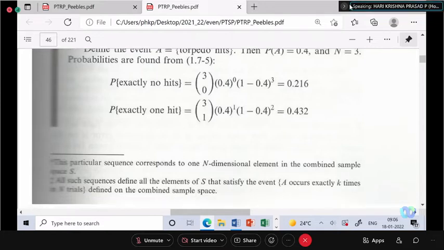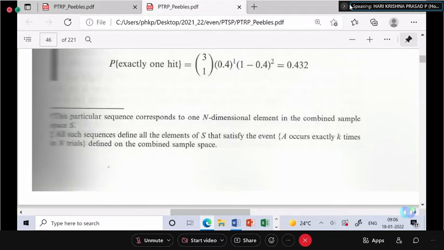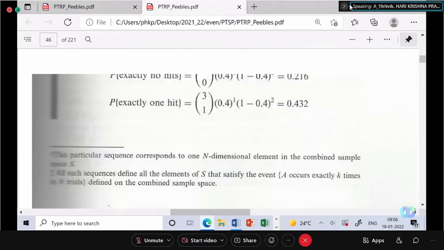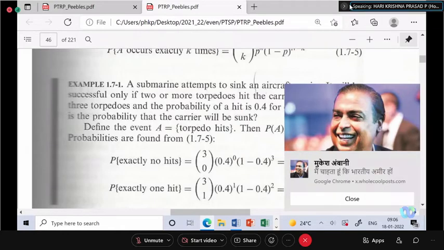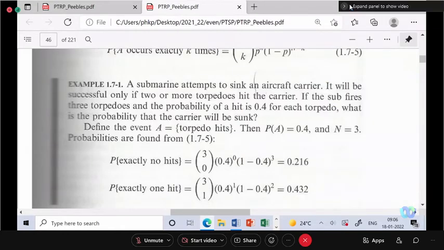Sir, if exactly two hits, then we can't use this Bernoulli formula here, no? Yes, what you said is right, but mathematically we calculate the probability of no hit and the probability of exactly one hit. It is only mathematical curiosity.